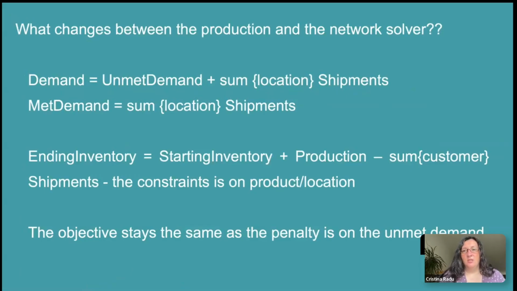And then this is essentially what changes. The granularity of the demand goes from product location to product customer. And then we have an extra variable, shipments, which links with the met demand through the sum. So this means that the material balance changes.